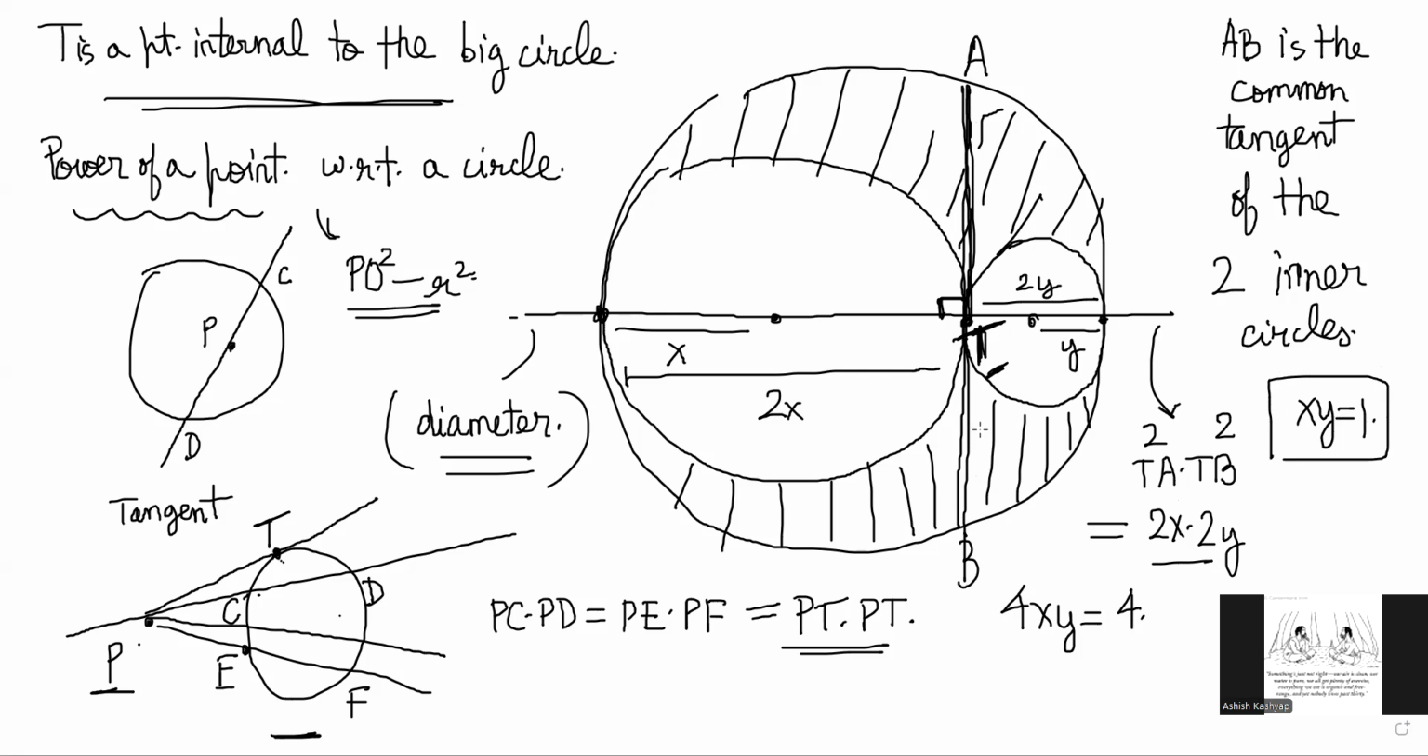Let's see what they're asking us. They're asking us for area of the shaded region. I know xy equals 1. And now I have to find the area of the shaded region. So let's focus our attention on the big circle. The total circle has radius how much? X. No, biggest circle. Oh, biggest circle. The radius of the biggest circle will be half of the diameter, no? Oh, yes, sir. So x plus y, right? Pi into (x plus y) whole square minus the areas of the two known circles.